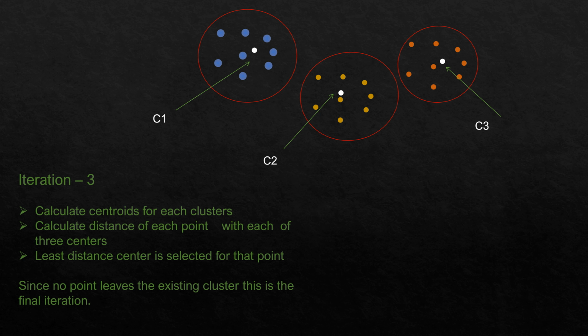We can see that in this iteration no point is leaving its existing center. This means we found the most optimized state. This is the iteration where we need to stop and consider this the final state. Points that are in the same clusters are considered to be in the same classification.